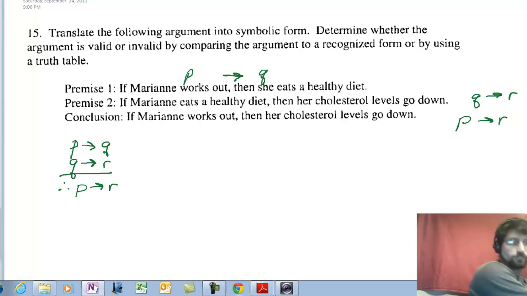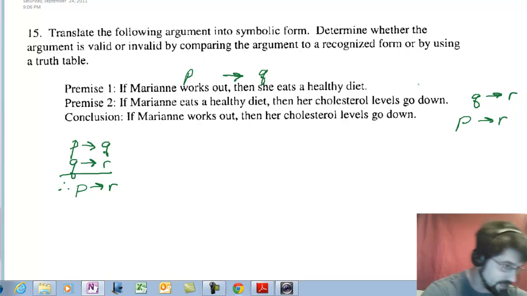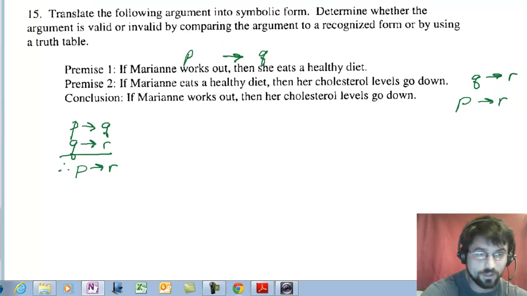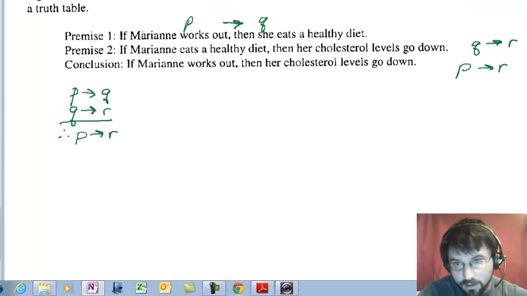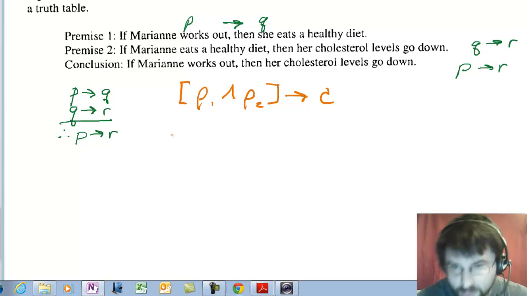So I can write law of syllogism if I knew that. If, however, I didn't, then I would have to make a truth table. And this truth table would have 8 lines. And what I would want to show is that the conjunction of the premises implies the conclusion. So let me do this.